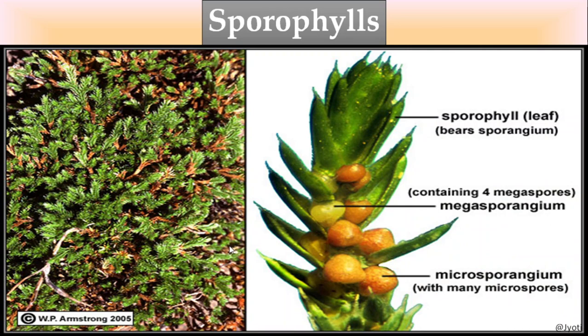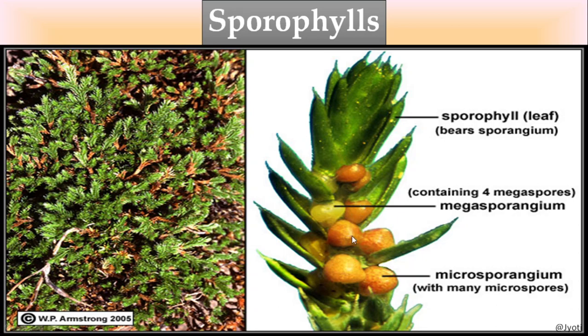As I have said to you, in Selaginella and Equisetum, the sporophylls are compactly held to form a cone-like structure. So here you can see this is a cone or strobilus, singular is strobilus. These are the sporophylls which contain the sporangium.